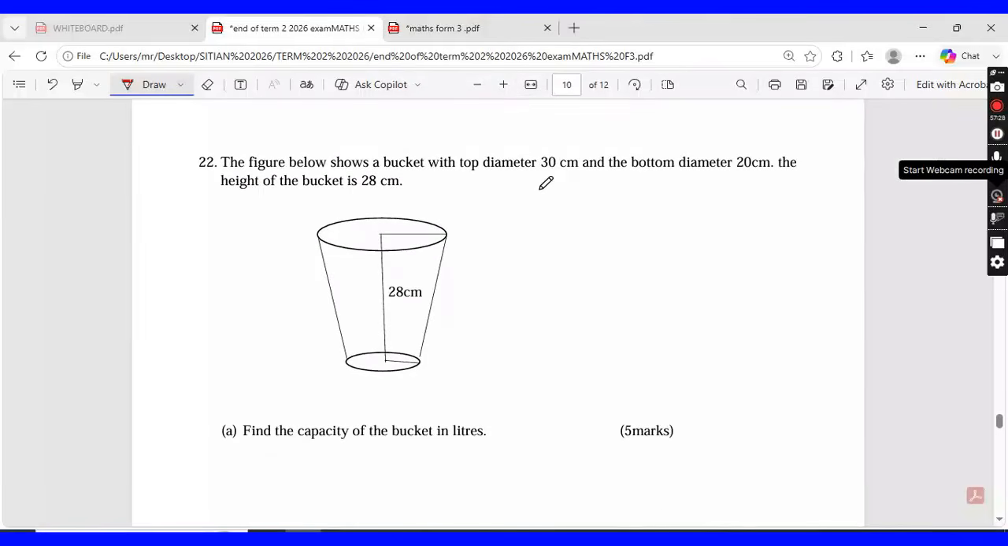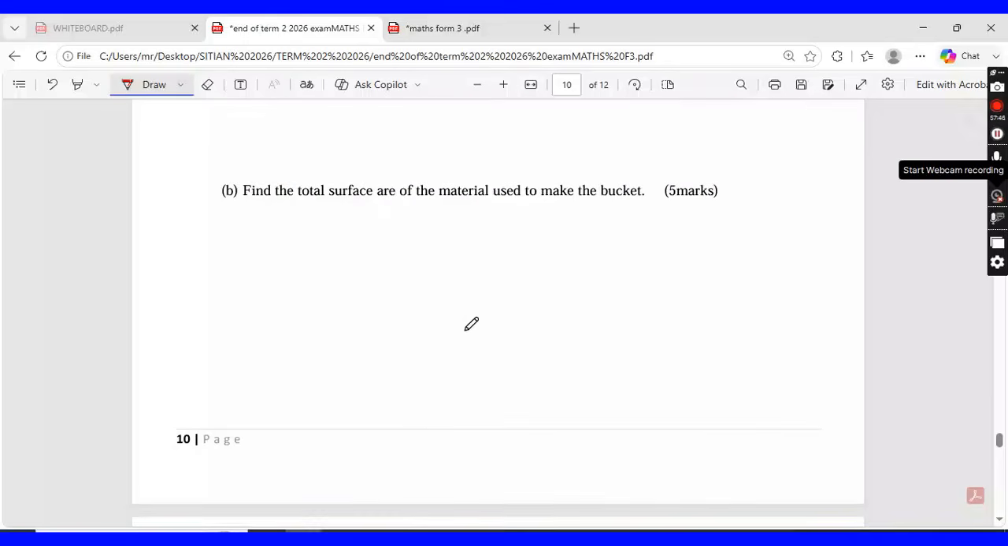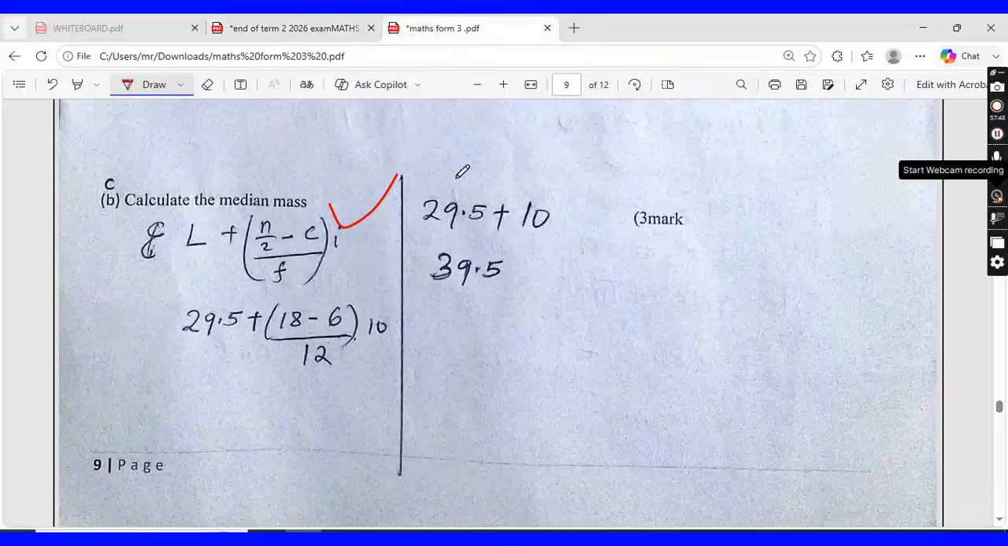This is a basket. Find the capacity. Capacity in liters. Even if they did not mention liters, you should know that capacity is always in liters. So you will get the volume in meters or centimeters cube, then convert to liters.